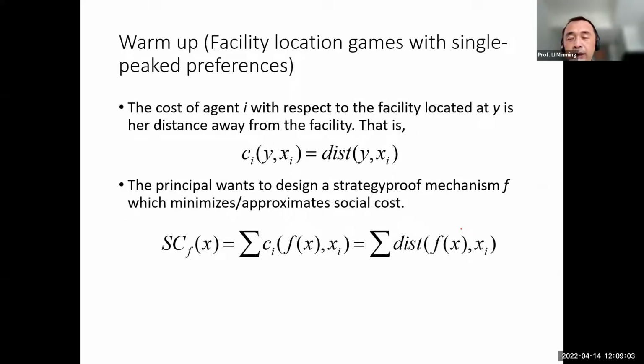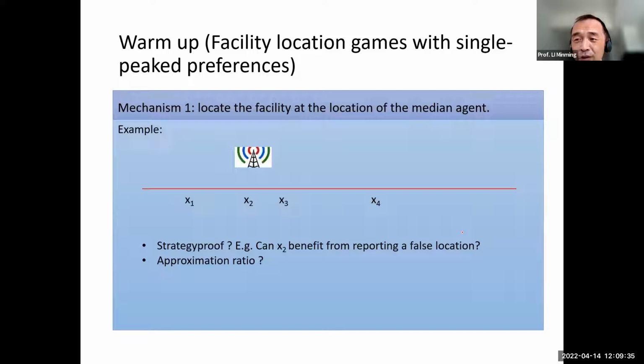Now let's look at one example. One possible objective for the society is to minimize the so-called social cost. Social cost is defined as the summation of each individual's cost, and each individual cost is just their distance. The larger the distance, the larger the cost, and therefore we want the cost to be small. This is a very fundamental example, a toy example. What's the possible mechanism to optimize the social cost?